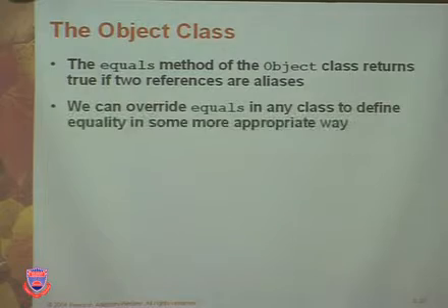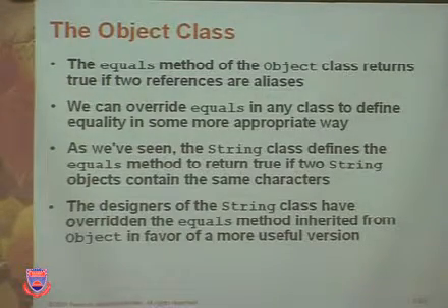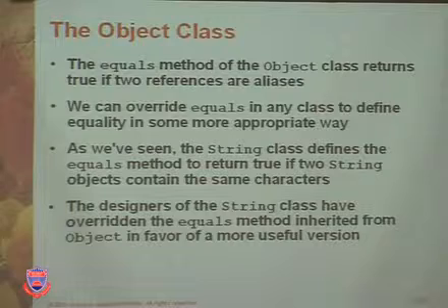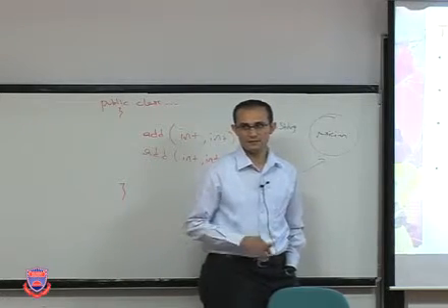Similarly, you have the equals method that's available in the object class. What does the object class check for the equals case? It basically checks whether they point to the same reference or not. So that's the main check that is done.